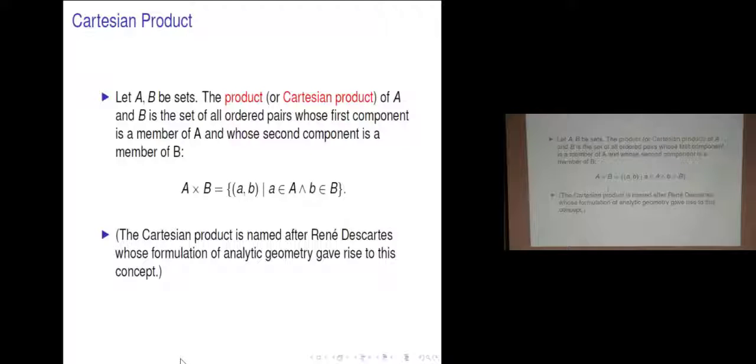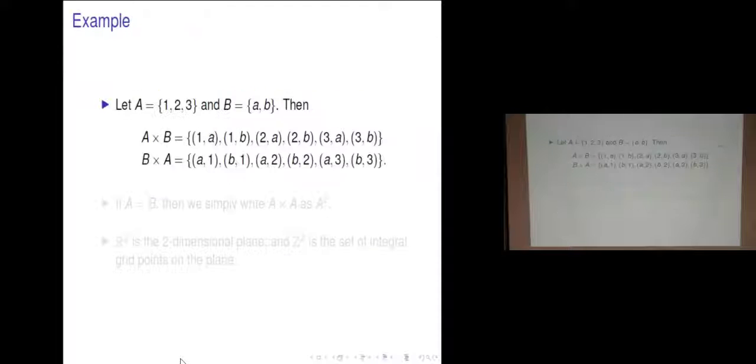Why is it called Cartesian? Because it's named after Descartes. Descartes is the guy who invented analytic geometry. He assigned coordinates to the points on the plane. That's why it's called the Cartesian product. So let's look at some examples. Suppose A is {1, 2, 3}, and B is the set {a, b}. So what is A times B?